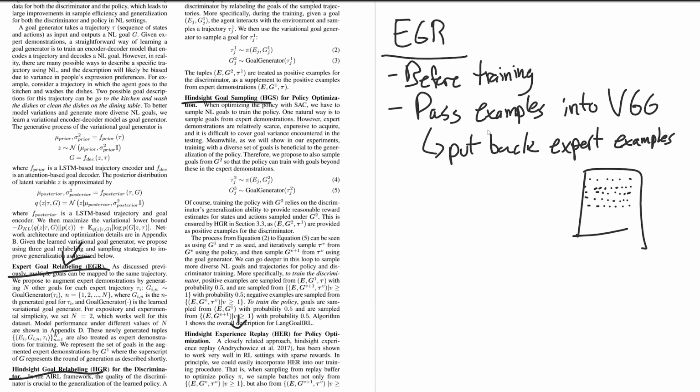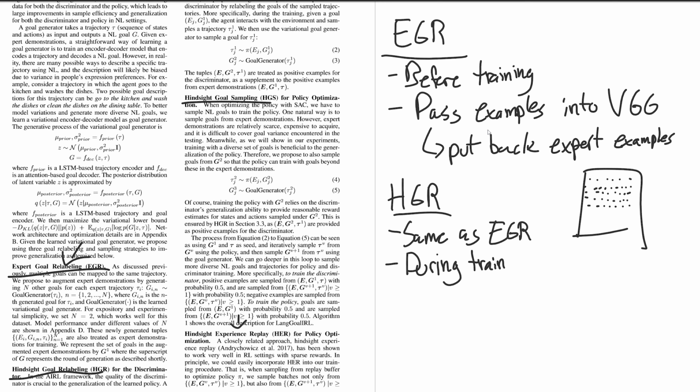Now, there's two more ways we do this, or augment our data, and they're very similar to this, so they shouldn't take too long. The first one is Hindsight Goal Relabeling, HGR for short, and it's the same as EGR, right? The one we just talked about. However, we do it during training. So it's the same as EGR, what we talked about before, except we do it during training on trajectories from the learned policy. So what does this mean?